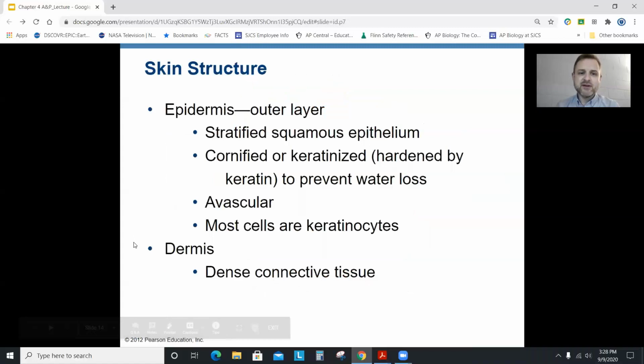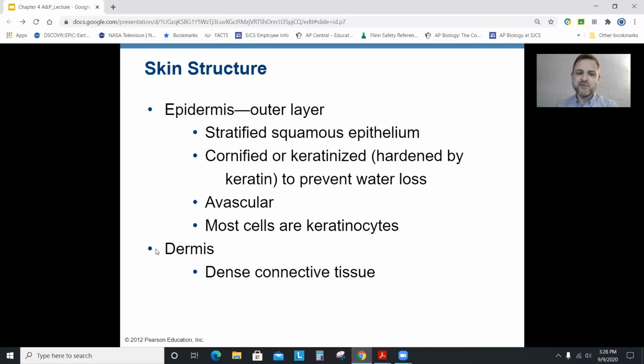So going back, the outer layer is your epidermis. It's mainly stratified squamous epithelial cells. We've discussed this many times. It's cornified or keratinized, which just means those cells produce keratin to make it waterproof, to make it a nice supportive barrier. Avascular means it doesn't have blood vessels. The epidermis is mainly dead cells. There isn't a vascular supply. Most of the cells in the epidermis are called keratinocytes, which are cells that produce keratin to help keep your skin waterproof.